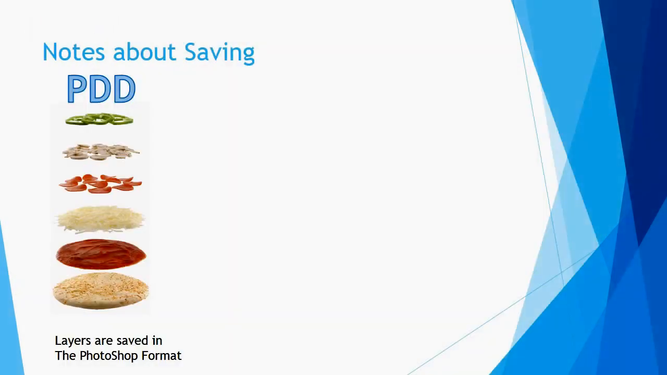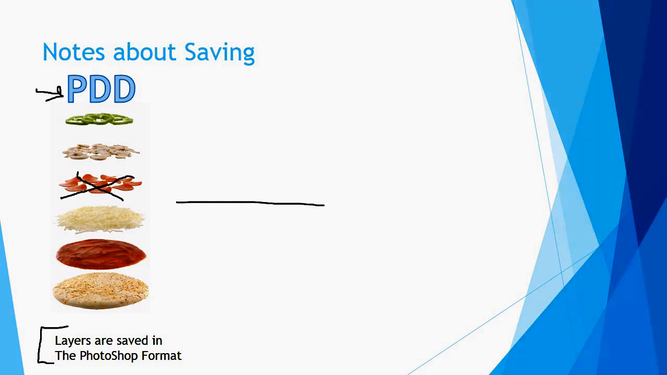Okay, so let me give you a few notes about saving. Now, when you save in this PSD or the other Photoshop format, the layers are saved. So if later I come back to it, think of it like this pizza. If I come back to my Photoshop file, all the layers are there. And if I want to get rid of one of the ducks, or if I want to get rid of one of the layers, I can just delete it, and then I can produce it again.